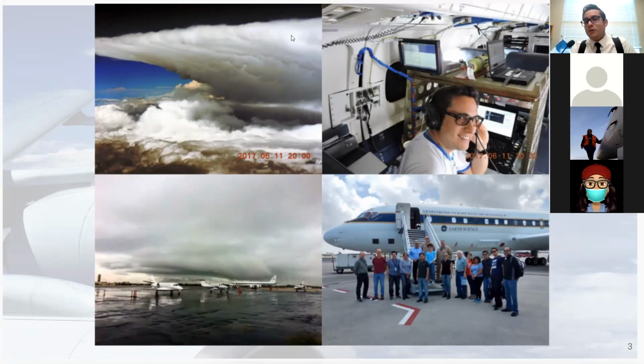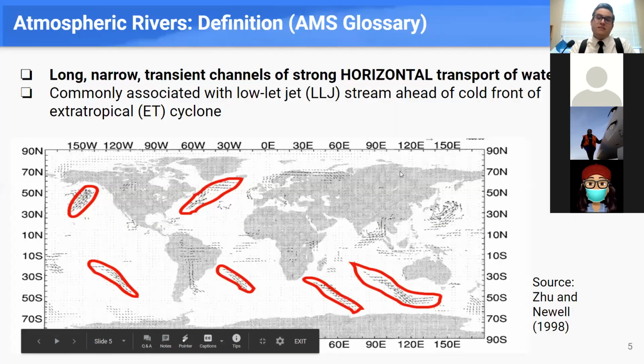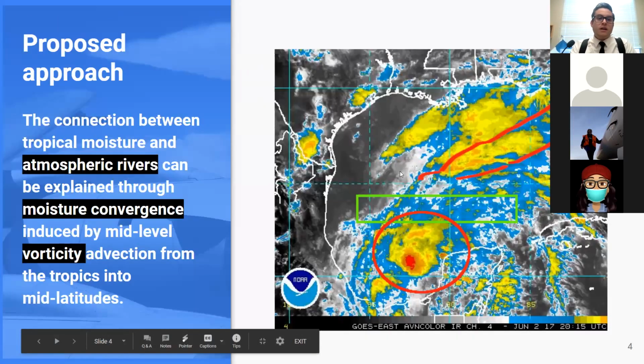These are part of the photos that we saw during the campaign, and this is before taking off, sometimes when we couldn't take off because there was a big storm that wouldn't let us out. So back to the situation. We see this problem here. Is there an atmospheric river?